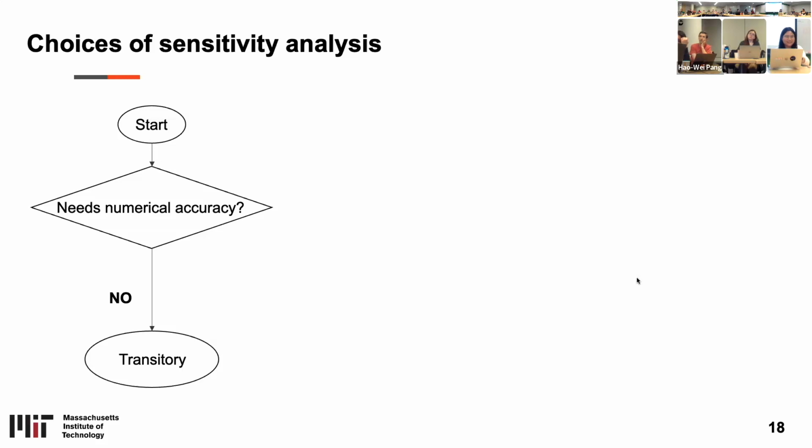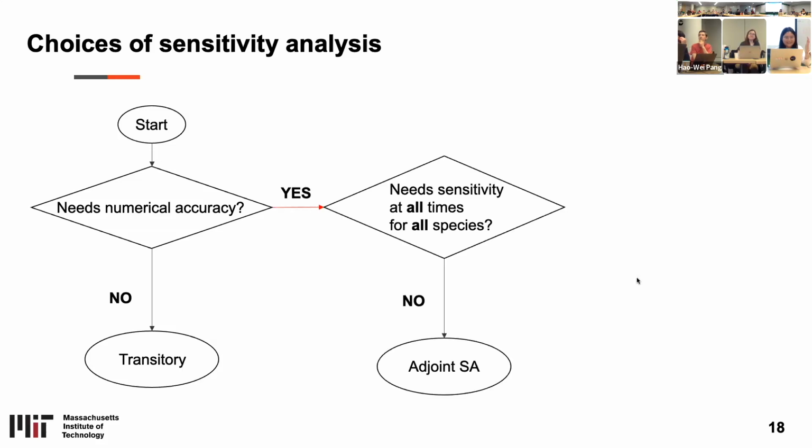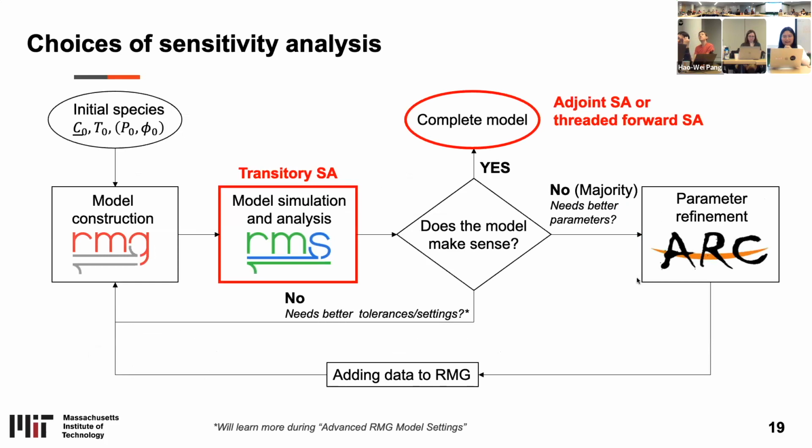If you don't, use transitory. If you need it, do you need sensitivity at all time points and for all species? If you don't, you can use adjoint. And if you do, which is quite rare, you can use threaded forward sensitivity. And this is how it plays into the diagram of building a model.